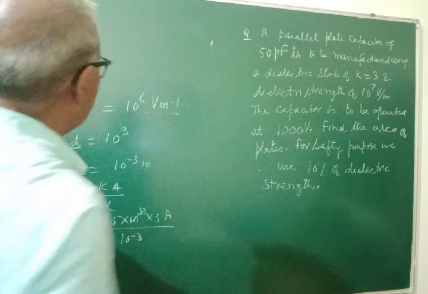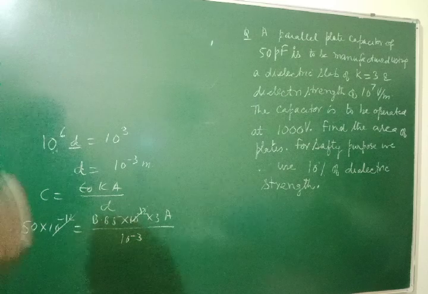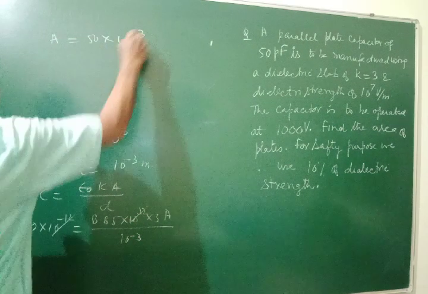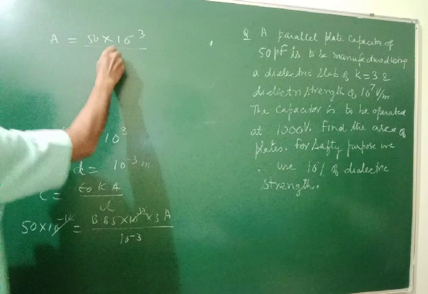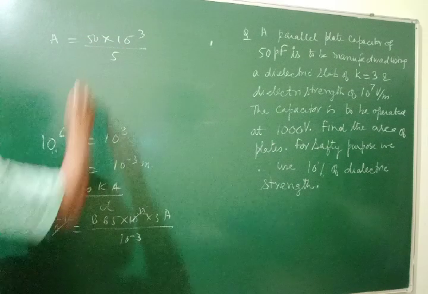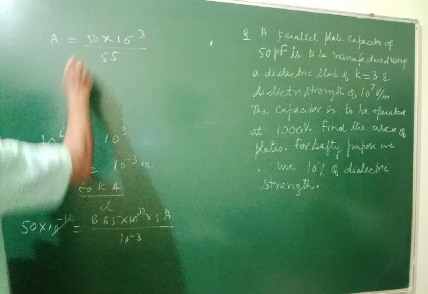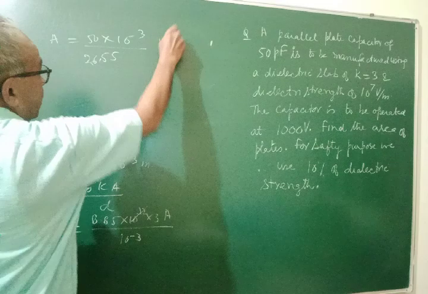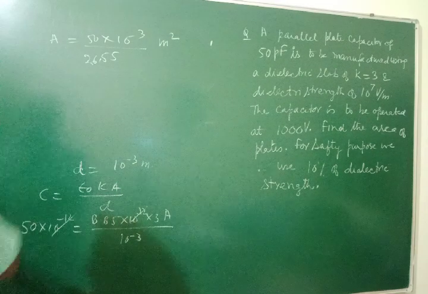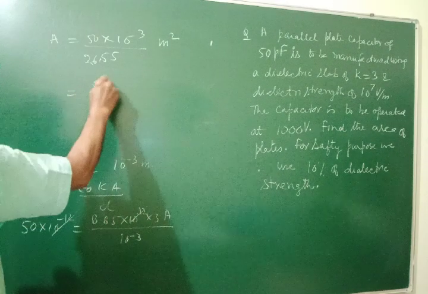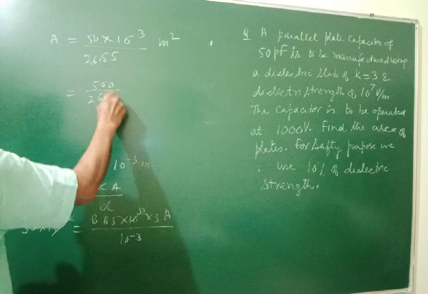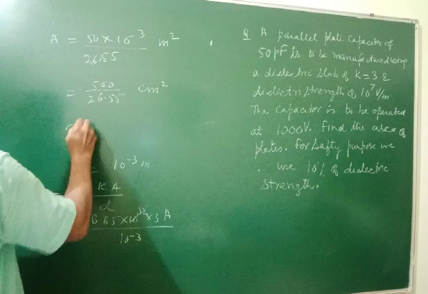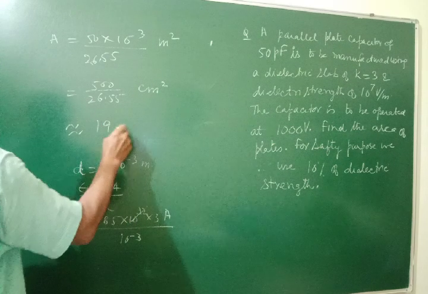How much will the area come out to be? A equals 50 into 10 to the power minus 3 upon 3 into 8.85, which is 26.55, so this is in meter squared. How many centimeter squared? It is 500 upon 26.55 centimeter squared, which comes out to be nearly 19 centimeter squared.